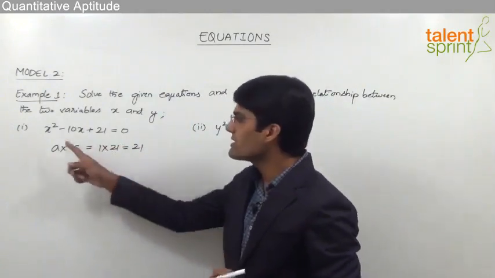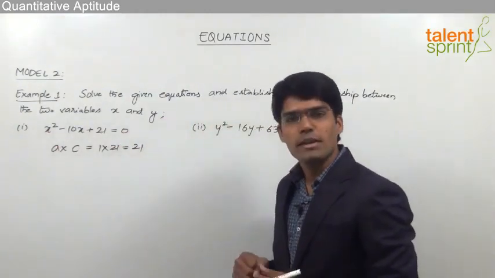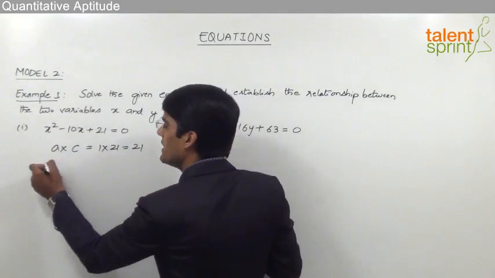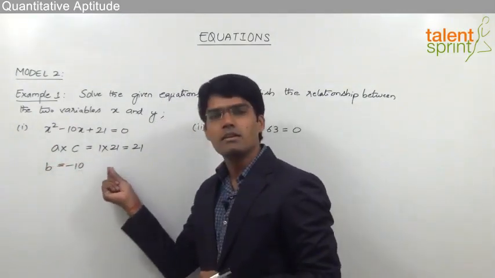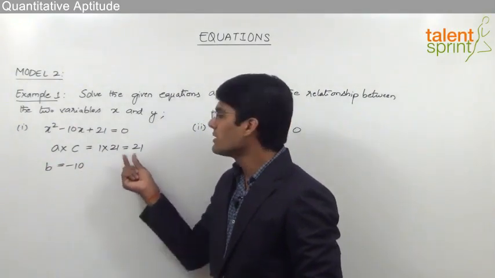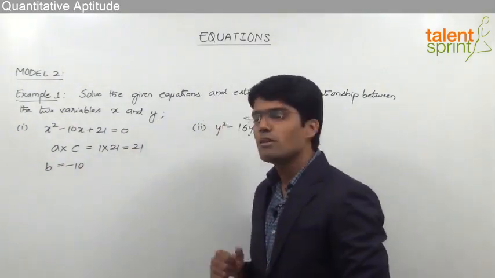21 in this case. Why? Because a is equal to 1 and c is equal to 21. Now the value of b here is equal to minus 10. So we should try to split minus 10 in terms of two numbers in such a way that the product of those two numbers should be equal to 21.